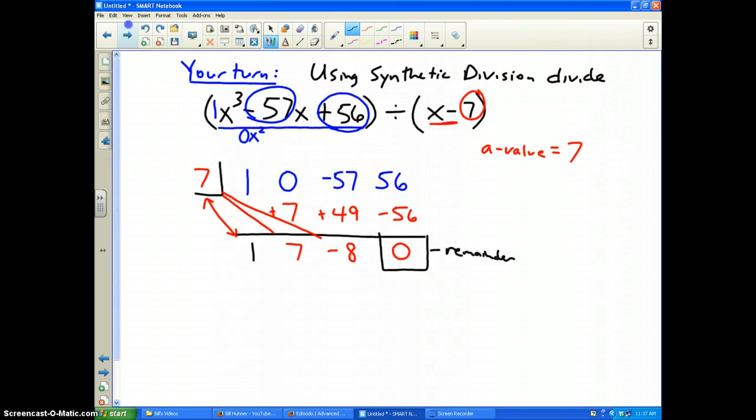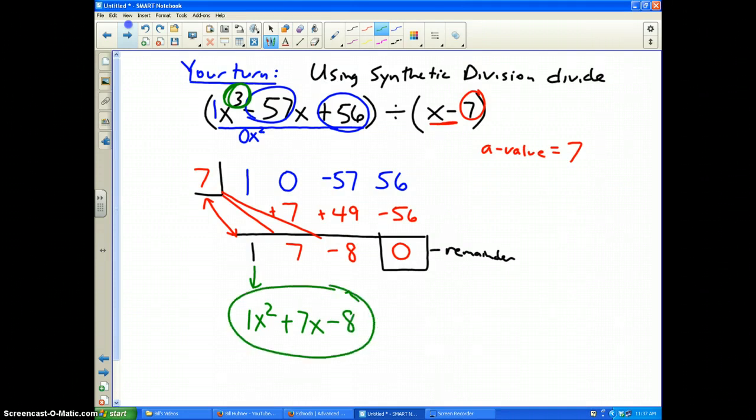So therefore, I started out my problem with x to the 3rd. Therefore, I go 1 power less. This is 1x squared plus 7x minus 8 is the answer to this divide problem with a remainder equal to 0. And that's how you do synthetic division.